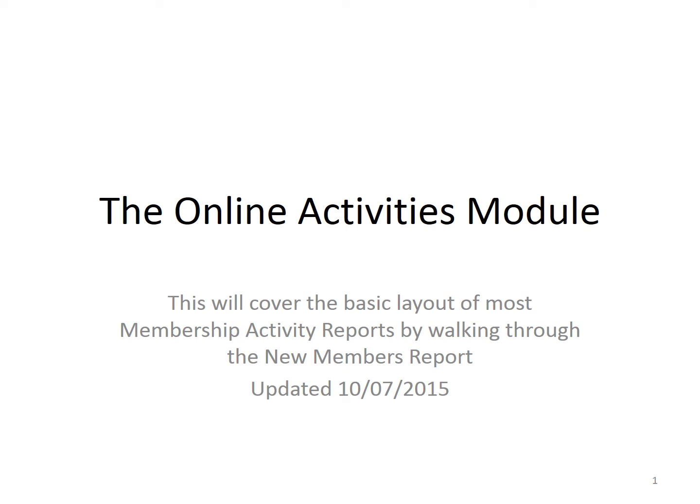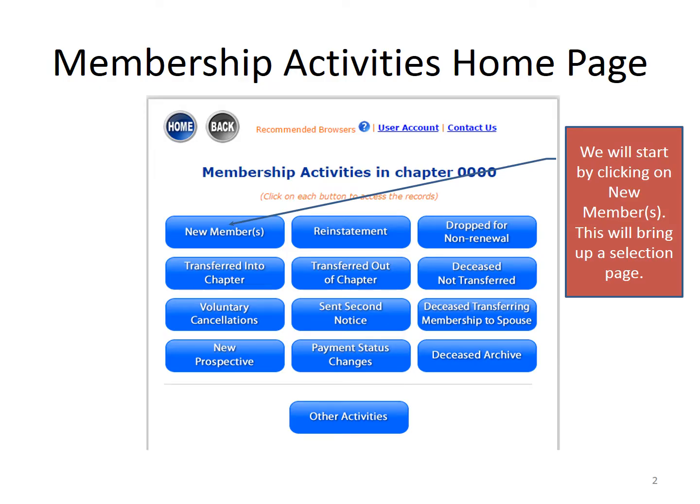This presentation will cover the bulk of the information on the activity reports. We will do this by walking through the new member report. The variations that occur in the deceased, dropped for non-renewal, and other activity reports are covered in separate presentations. This is the main selection menu for the OAM membership activities reports.